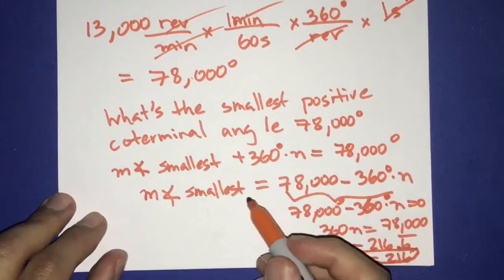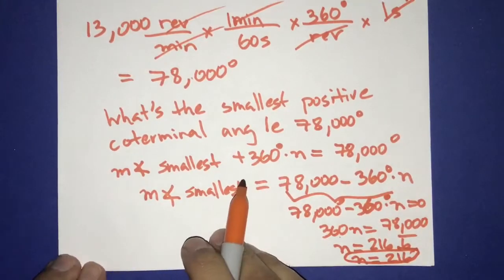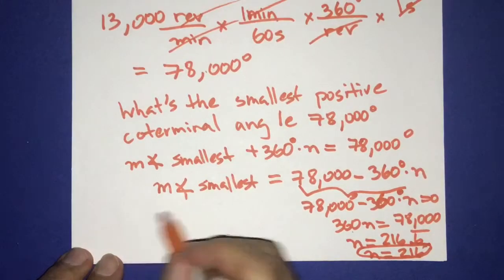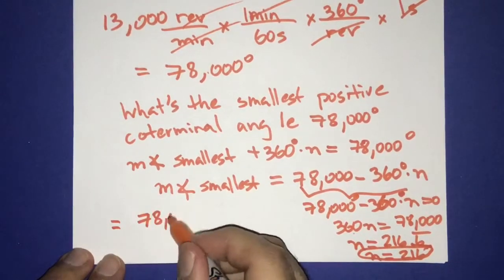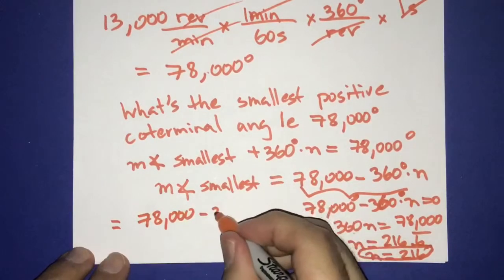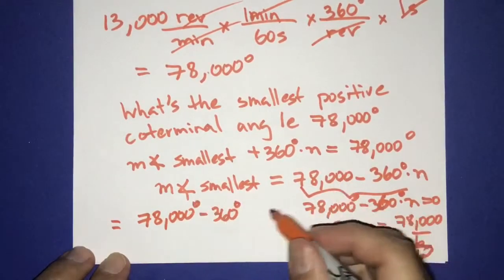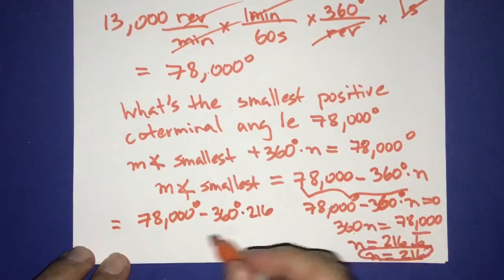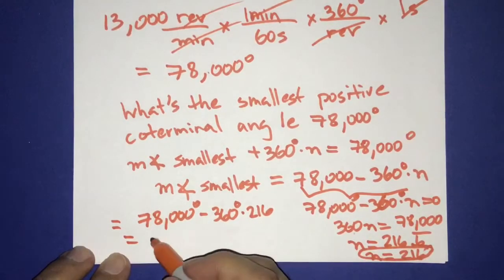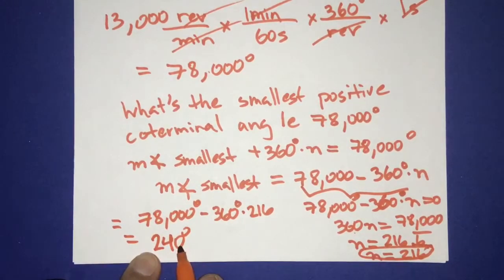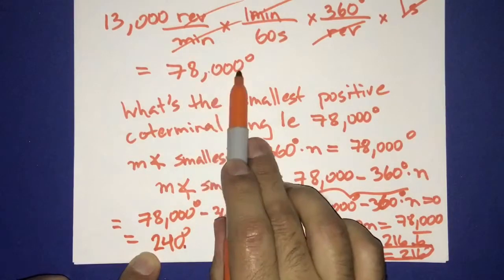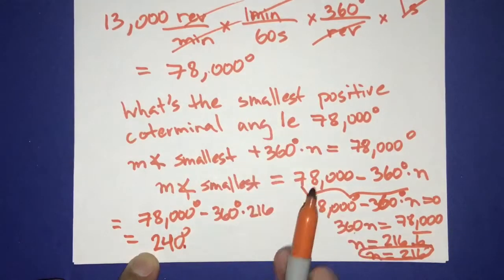Okay, so let's go ahead and plug this in to see what our coterminal angle, the smallest positive coterminal angle, is going to be. So this right here is going to equal 78,000 minus 360 degrees times 216. And when we plug this in, we see that this corresponds to a coterminal angle of 240. So we see from this example that 240 degrees and 78,000 degrees are coterminal angles.